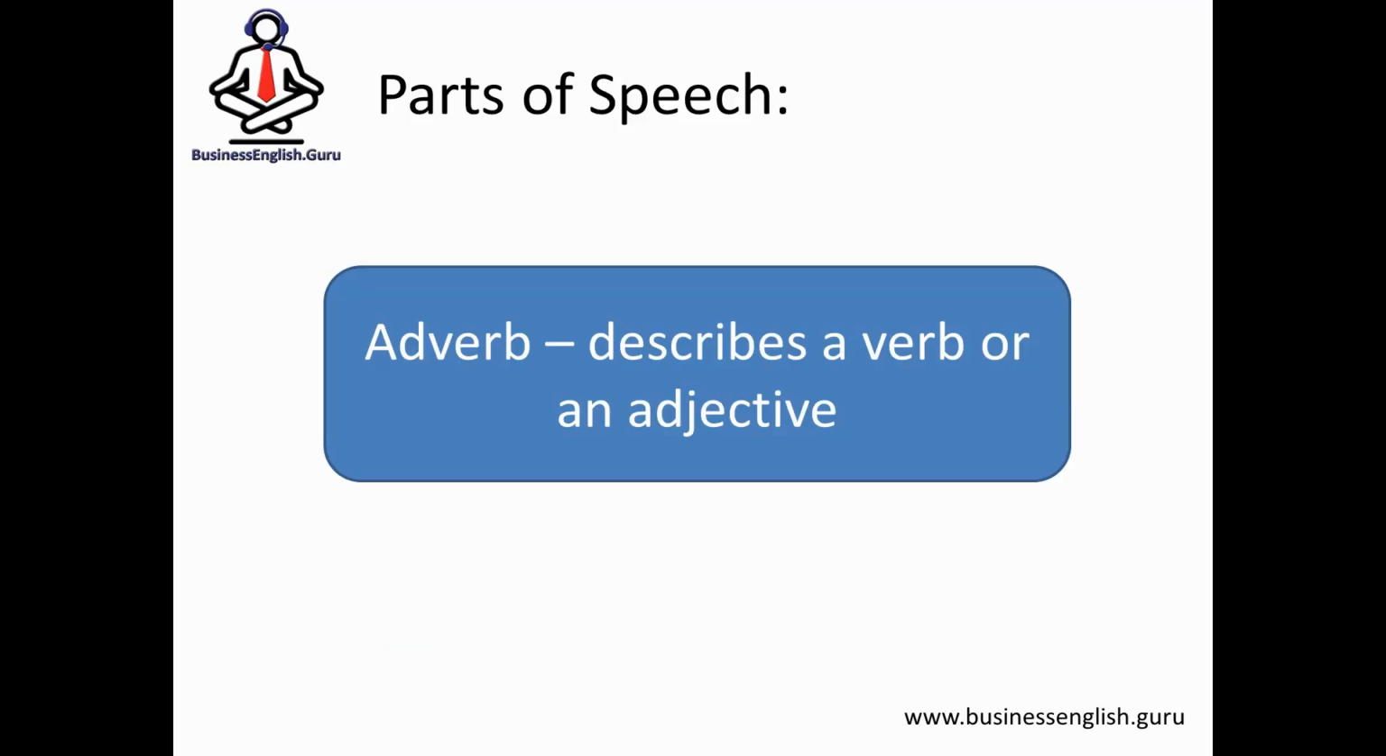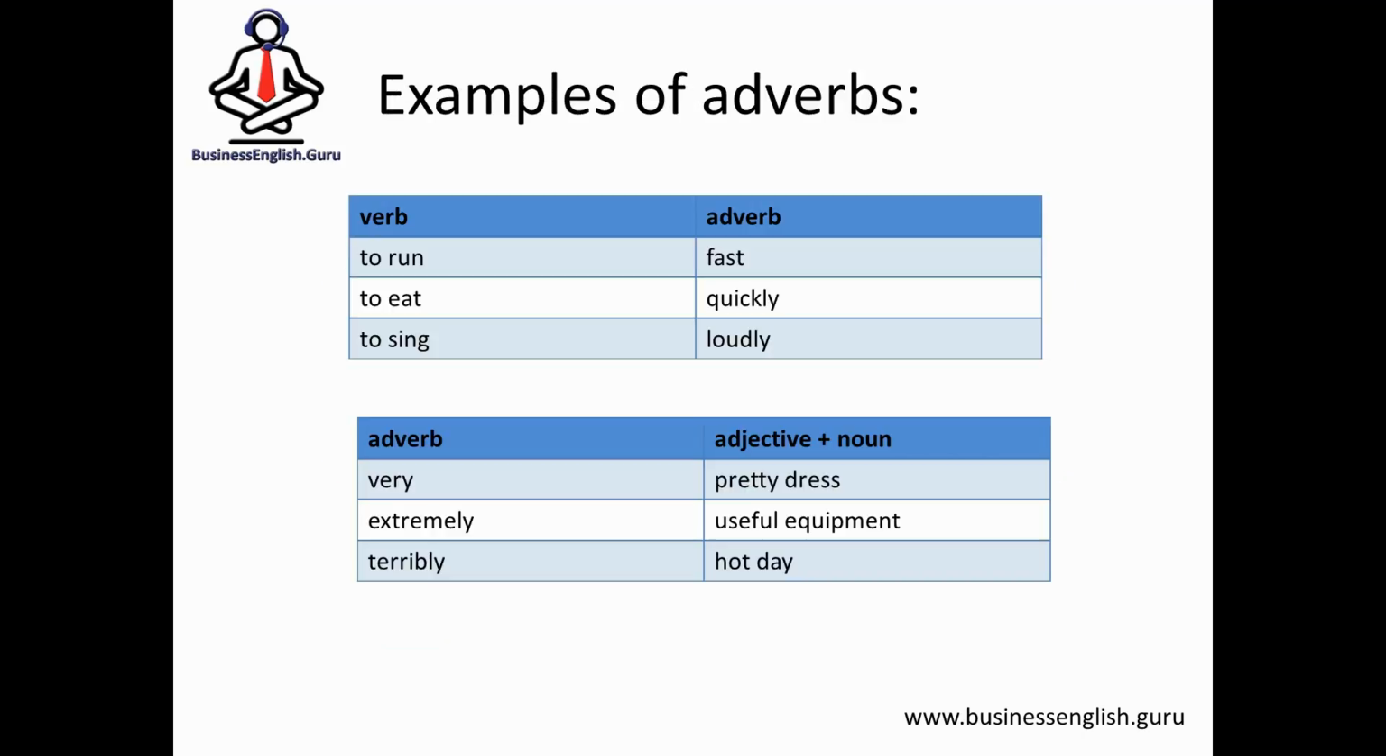The next part of speech we'll look at is the adverb. The adverb describes a verb or an adjective. Let's look at a few here. We have the verb to run, and the adverb adding to the verb, fast. That gives us the expression to run fast. And that gives you some idea of how the person or thing was running. To eat quickly. How was the person eating? Quickly. To sing loudly. It modifies how the person was singing. It modifies the verb to sing.